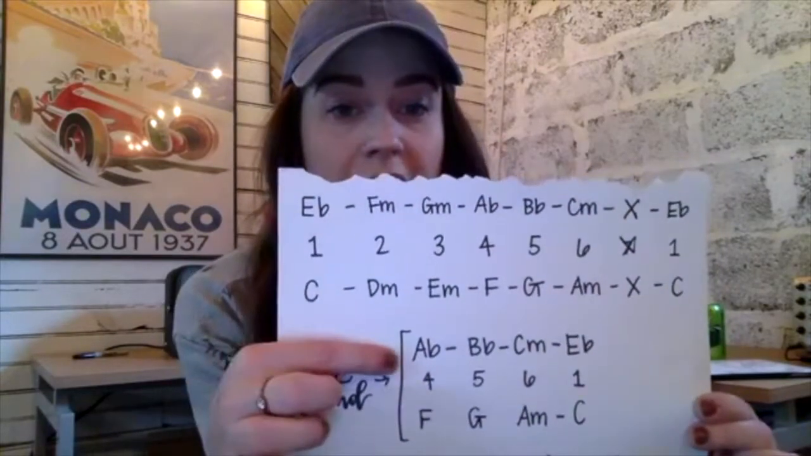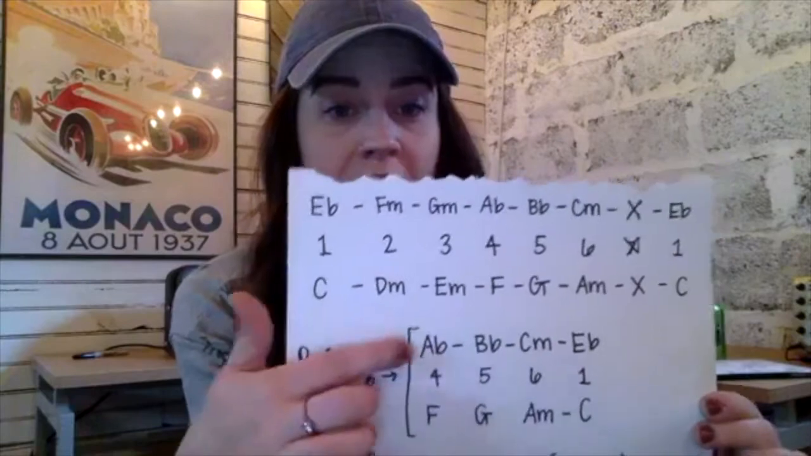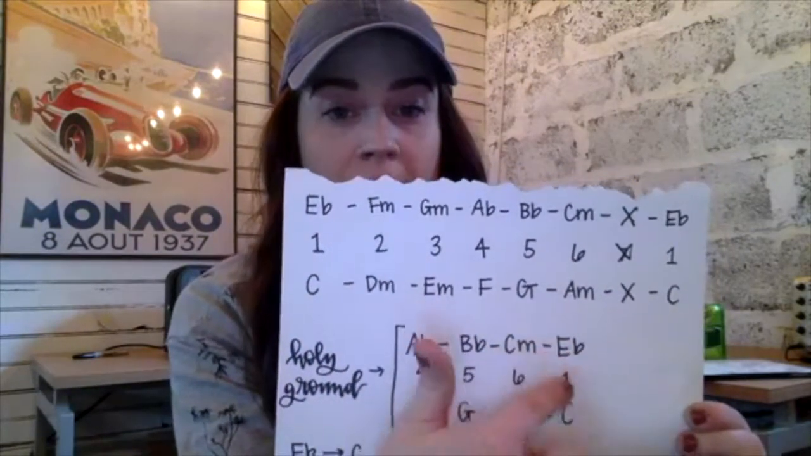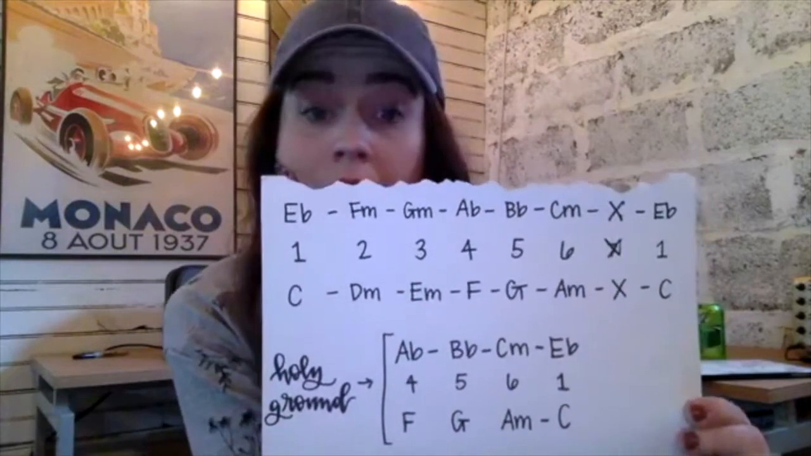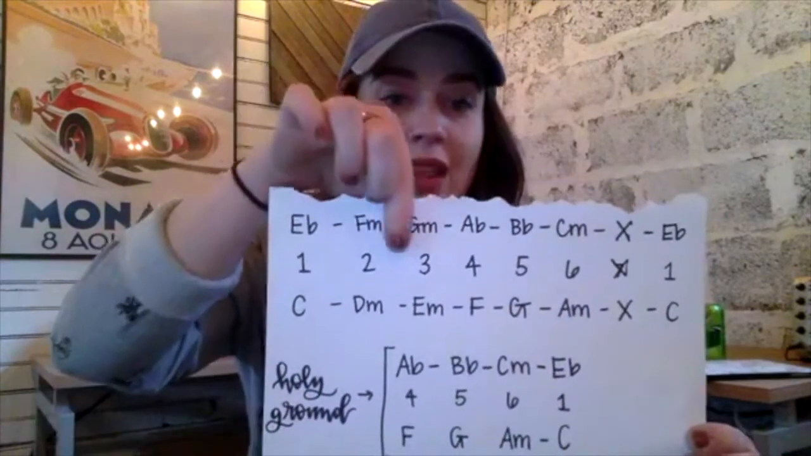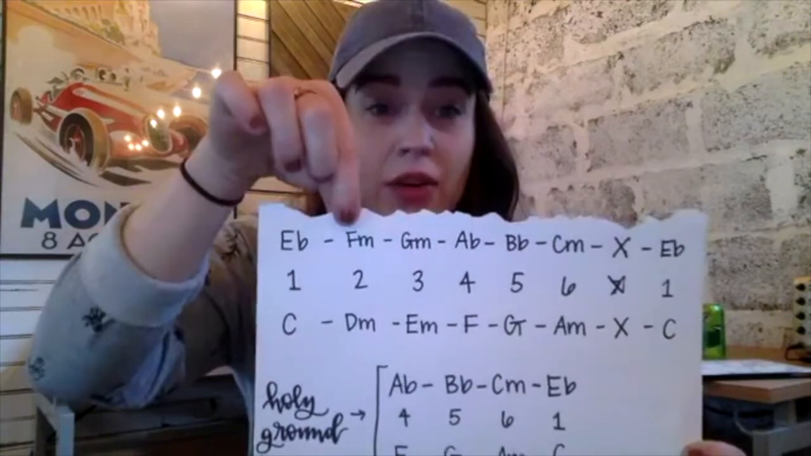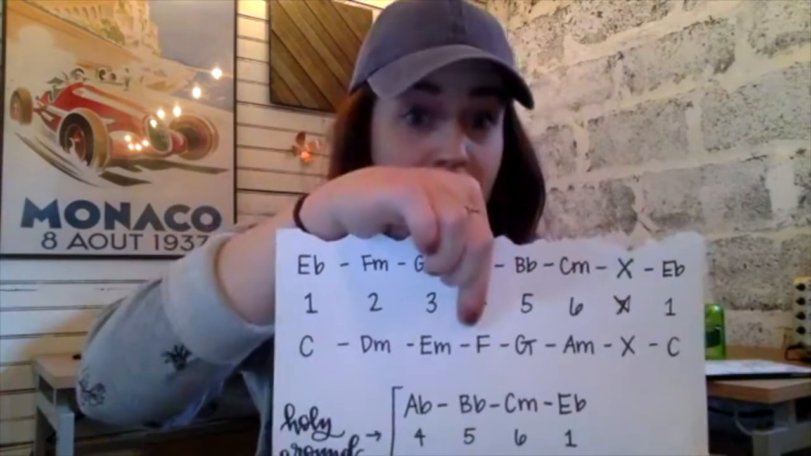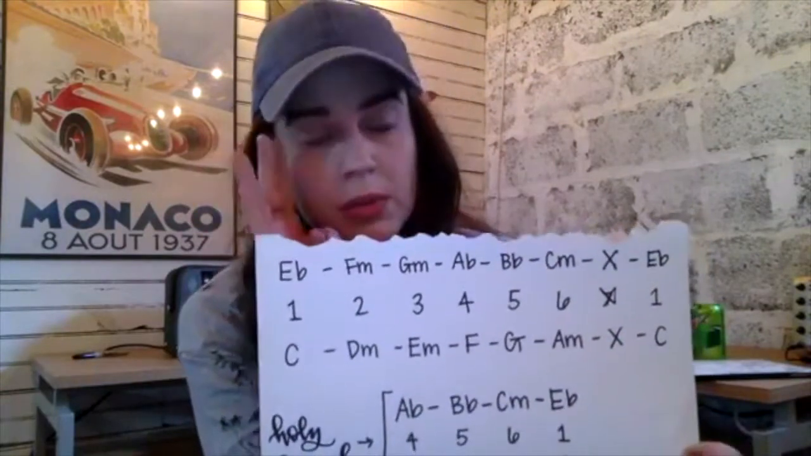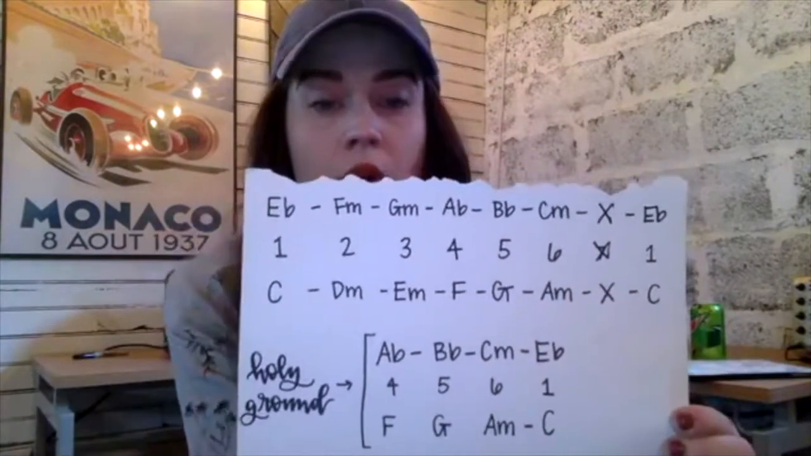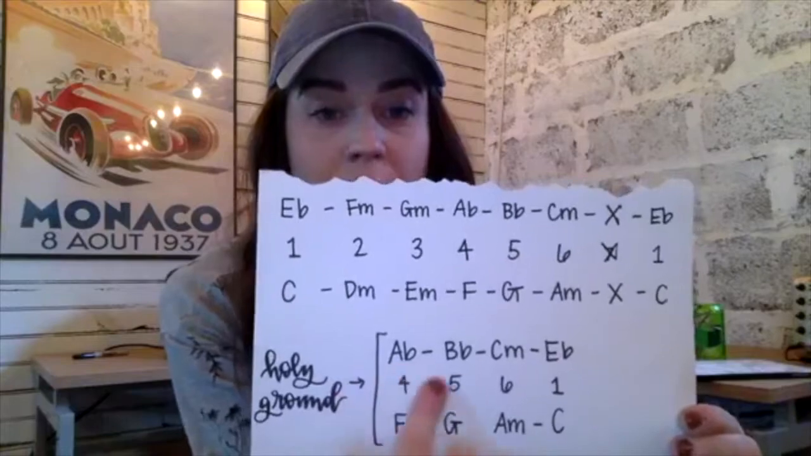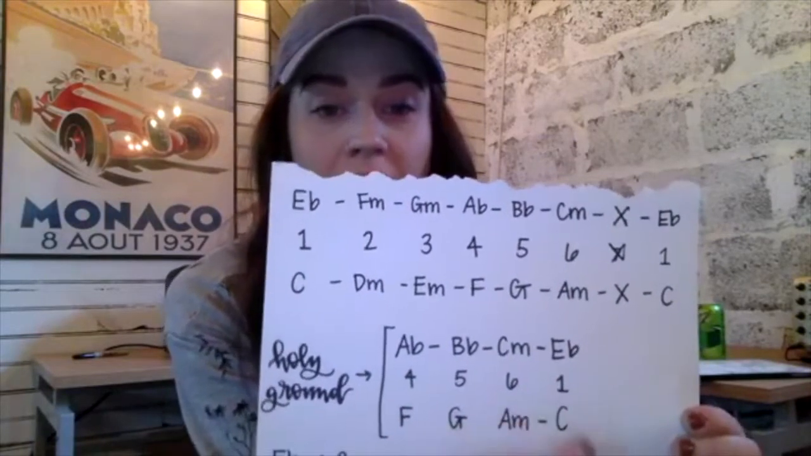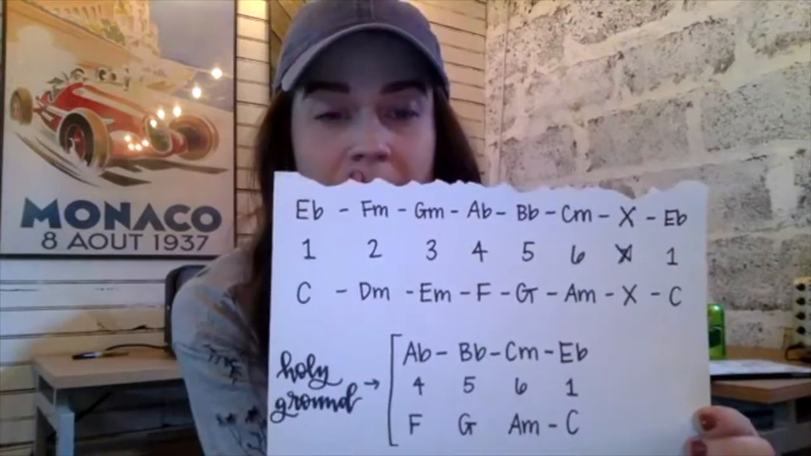So when I'm looking at an A flat, I'm playing an F, B flat becomes a G, C minor becomes an A minor, E flat becomes a C. And remember that these numbers line up, so anytime I see a minor on the screen, I'm playing a minor, okay? Anytime I see a major, I'm playing a major, okay? That helps you a little bit too. So when I look up on the screen and I see this progression, the whole song, I know that I'm playing F, G, A minor, C, okay?